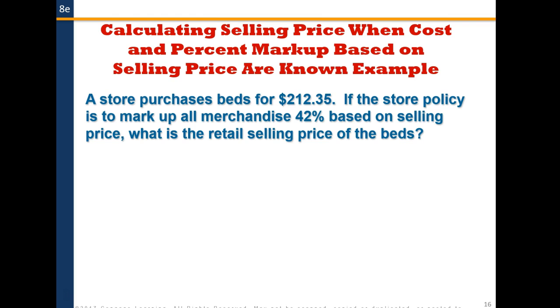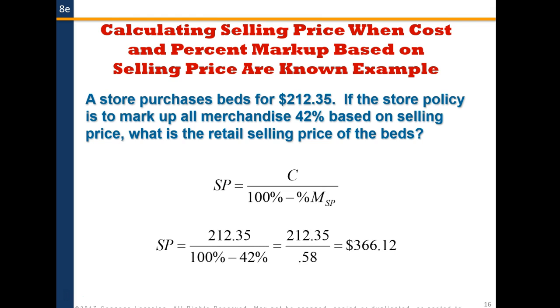So the store gets these beds for $212.35. That's their cost. So we have to think about how we are going to put this together. So we are going to put $212.35 divided by, and then this is important, 100% minus 42%. And then convert that to a decimal because we always convert the percents to a decimal. So 212.35 divided by 0.58 equals $366.12. So that's the retail selling price of the beds.